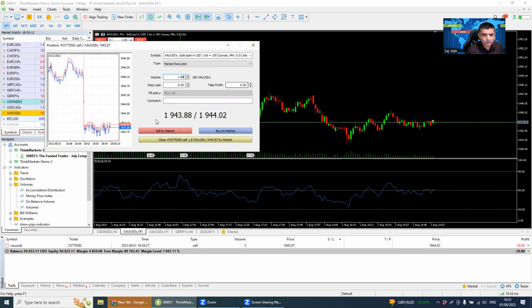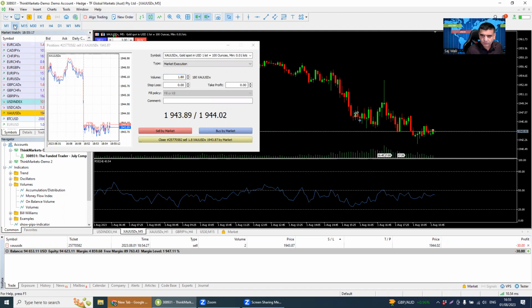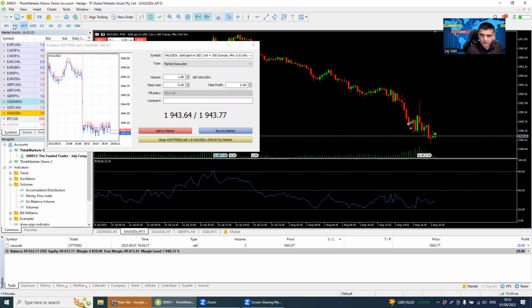Let's see. It might go in profit in a few minutes, and then it'll be easy to demonstrate, especially for the new people. Anyway, suppose this is a profit, and I close 1.80 lots. I pressed the wrong button, sell by. I should be pressing close this one. So let it become in the profit.